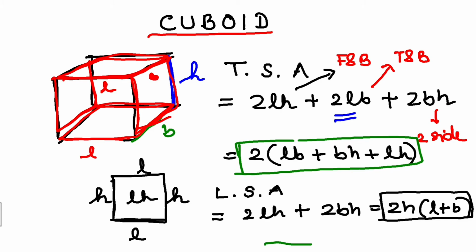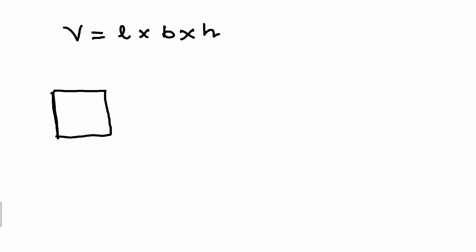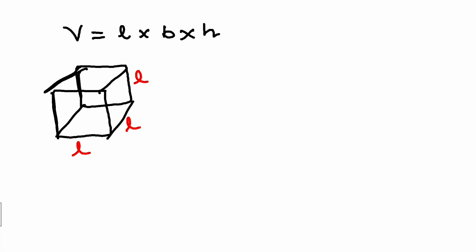Next is the volume of the cuboid. The volume of a cuboid is very simple, it is L into B into H. Okay, so this is all about cuboid. Now let's draw a cube now. The cube is similar to cuboid. The only difference is here all sides are equal. That means now all of them can be considered as length, length and length.